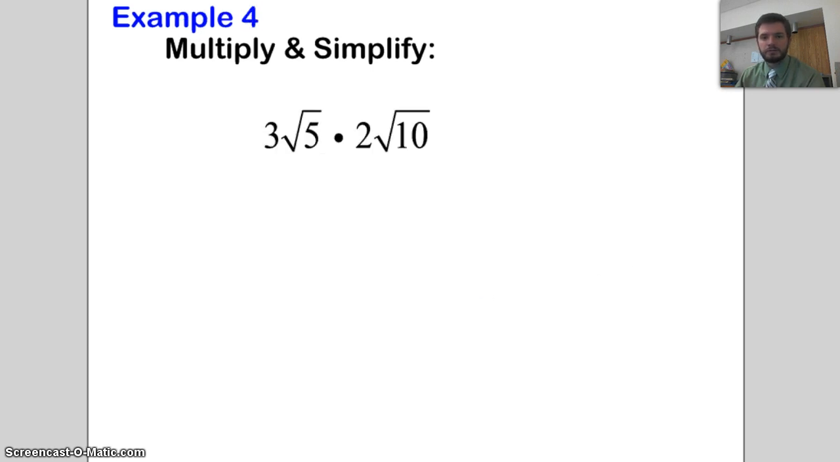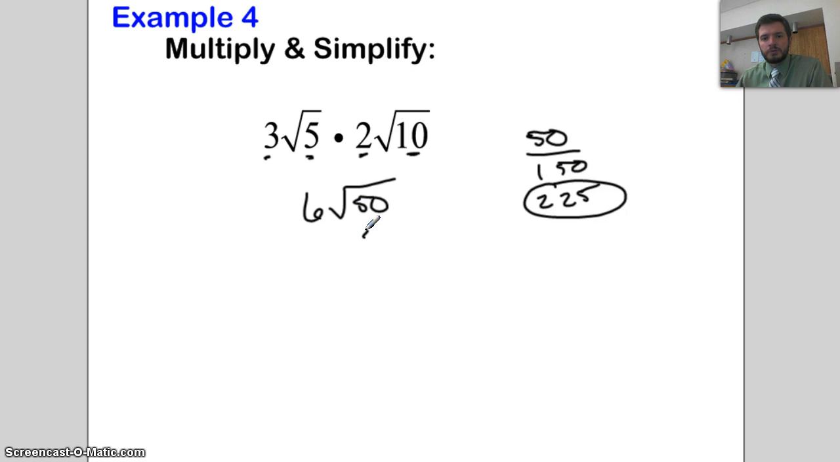Let's keep going. Now you see here we have things on the outside and inside, so we have to multiply them all together. Multiplying the outsides, 3 times 2 is 6. Then multiply the insides together, 5 times 10 is 50, so square root of 50. Now we need to break down 50. I've got 1 and 50, and 2 and 25, and there it is. So square root of 2 and square root of 25, and the square root of 25 is 5.